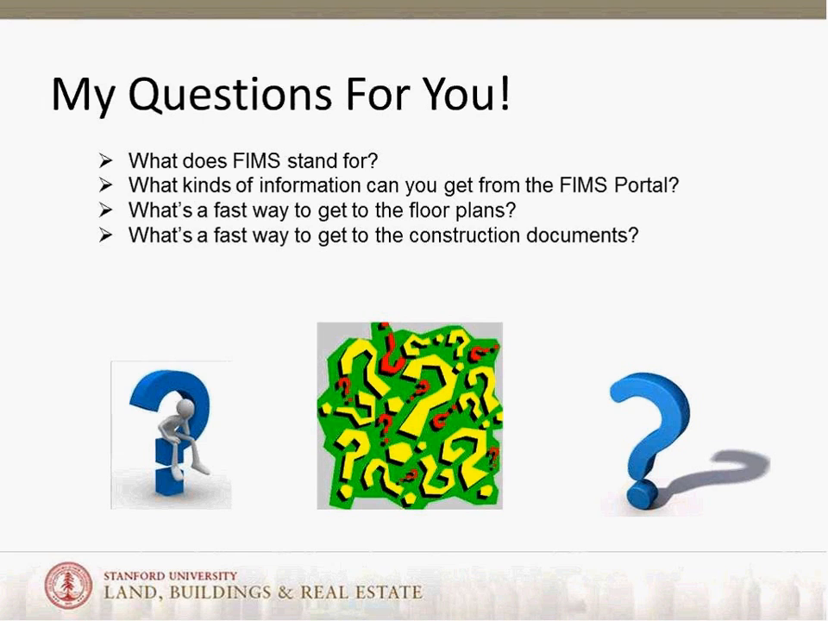What kind of information can you get from the FIMS portal? Pretty apparent. Yeah, a lot of different types of information, but you don't need to tell me that, right? How about the floor plan URL? That's a good one. Hey, don't look down on your piece of paper. What's the URL for floor plan? Yeah, floor plans at stanford.edu. I know, you guys are going to be mad at me. What do you think we are, a bunch of dummies? What's the fast way to get the construction documents? How about that? What's the URL? Maps-archives. Yeah. All right. Okay, well, I think we're done.